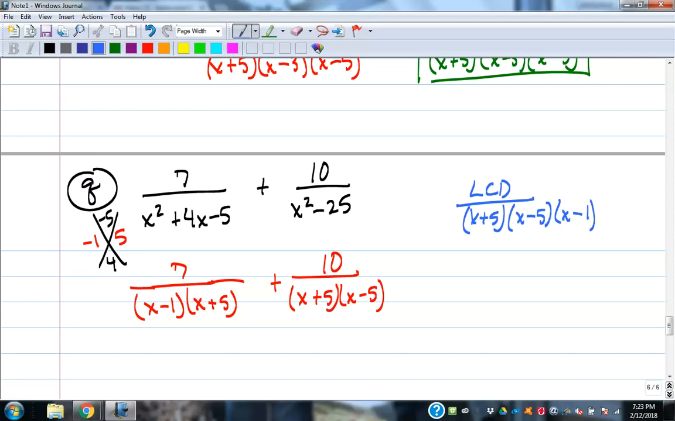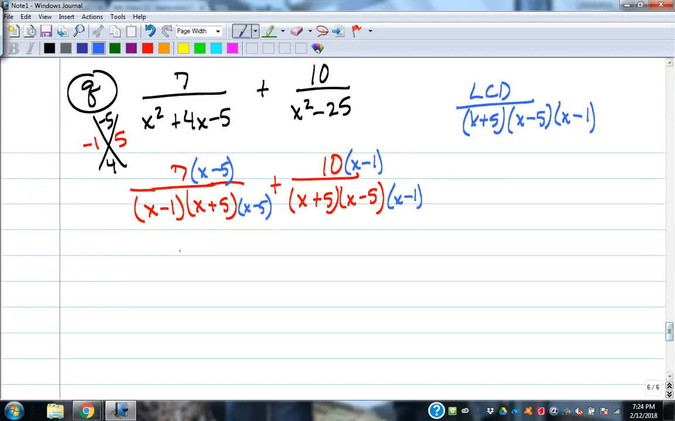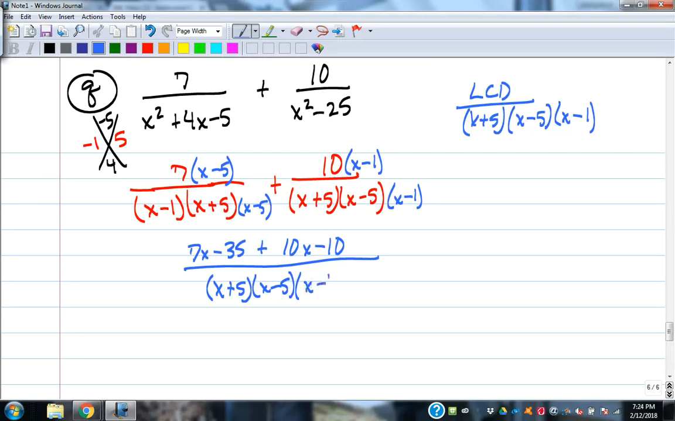What does the first fraction need? This one here. It needs x minus 5. Put that on the top and the bottom. What does the second fraction need? X minus 1. Multiply out the numerators. So that's 7x minus 35 plus 10x minus 10. The denominator is just x plus 5, x minus 5, x minus 1.